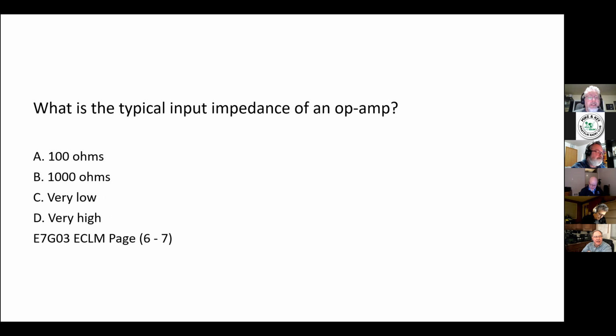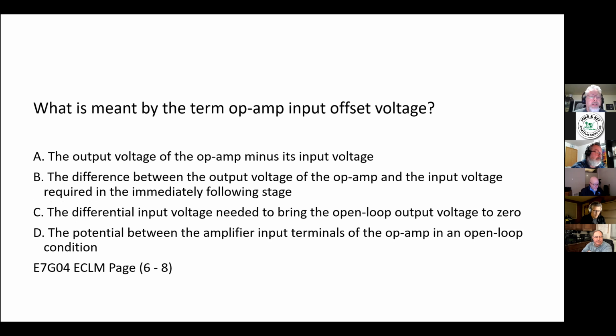What is the typical input impedance of an op amp? A, 100 ohms. B, 1000 ohms. C, very low. Or D, very high? Delta. Delta is correct.